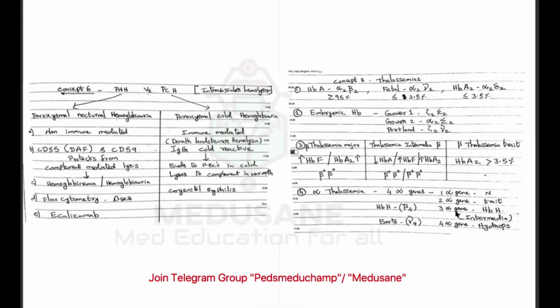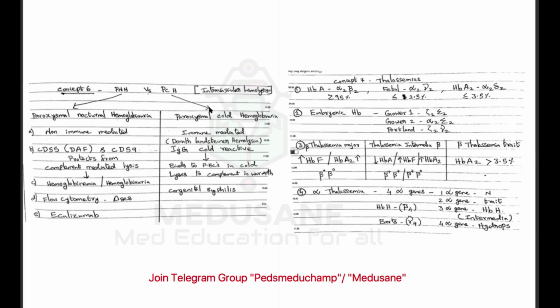So now comes one more confusing term. I will not say it as a concept. It is PNH and PCH. Often we get confused. Paroxysmal nocturnal hemoglobinuria, paroxysmal cold hemoglobinuria. Why is it confusing? Both are paroxysmal, both are hemoglobinuria, but one is cold hemoglobinuria and one is nocturnal hemoglobinuria. And the moment you say hemoglobinuria, remember it's intravascular. I said already, hemoglobinuria happens with intravascular hemolysis.